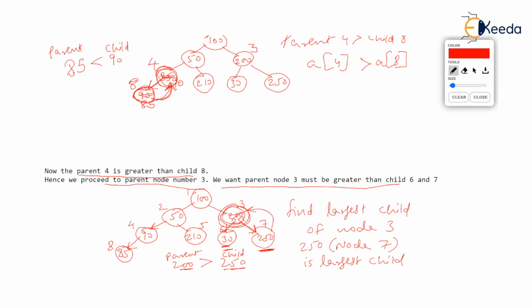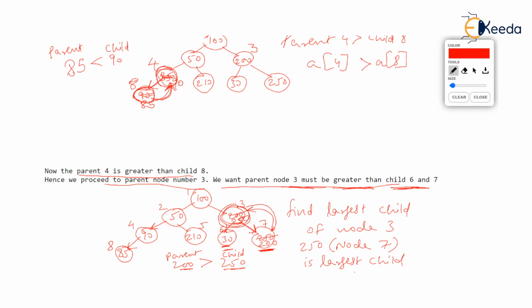250 will occupy node number 3. But then what about 200? Yes, 200 will occupy node number 7. Are you following now? Node number 3 is storing 250, which is greater than its left child, 30, the sixth node. And it is also greater than its right child, that is 200, node number 7. Hence, node 3 is now greater than child 6 and 7.